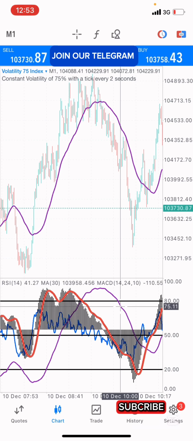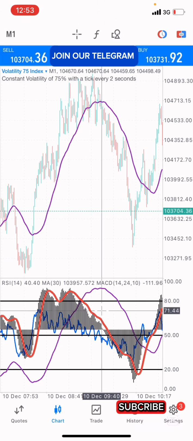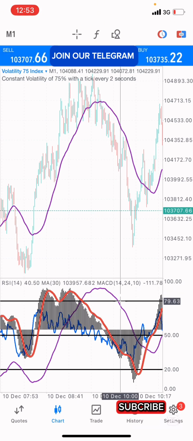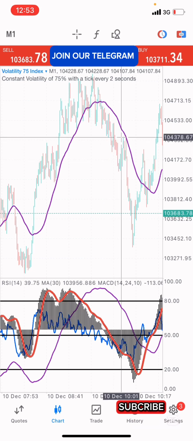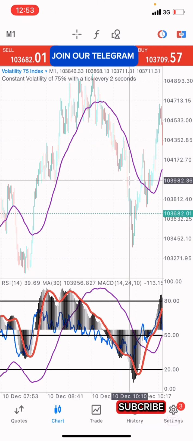Remember, you're looking for a sell at that very point when it has gotten above the level of 80. You need to wait until it goes below the level of 80 again before you place a sell, because at that very point the market will start going towards the downward trend for a sell.